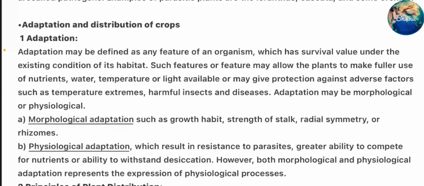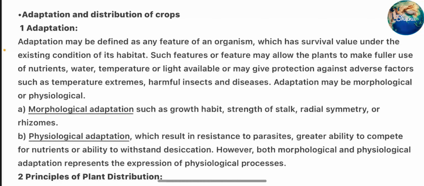Adaptation and distribution of crops. Adaptation. Adaptation may be defined as any feature of an organism which has survival value under the existing condition of its habitat. Such a feature may allow the plants to make fuller use of nutrients, water, temperature, or light available, or may give protection against adverse factors such as temperature extremes, harmful insects, and diseases.